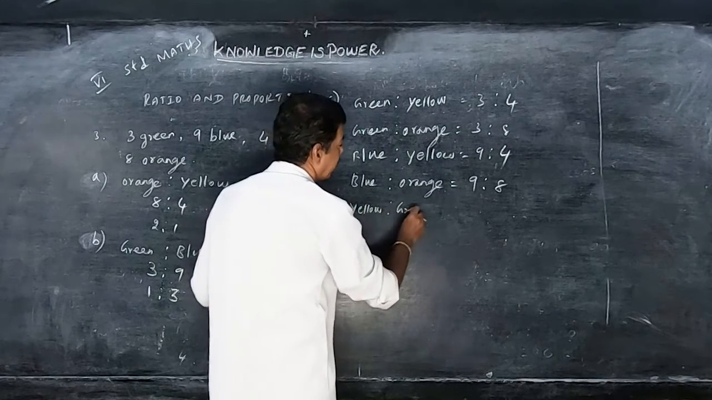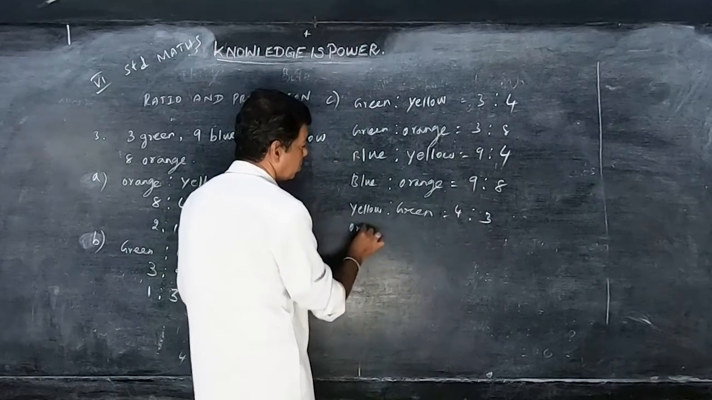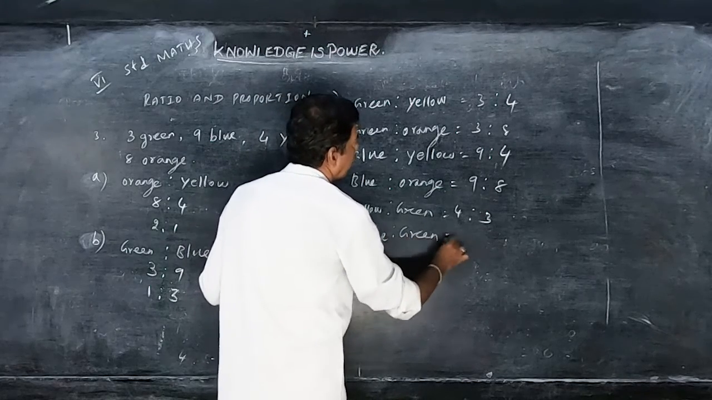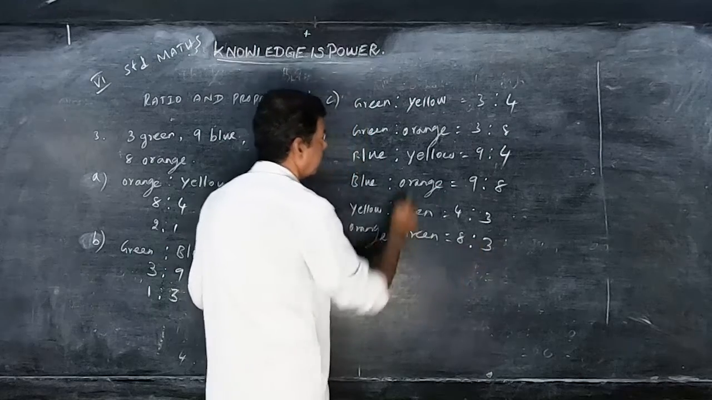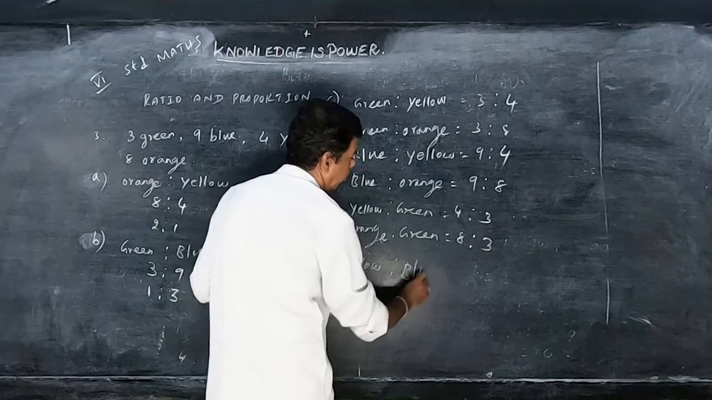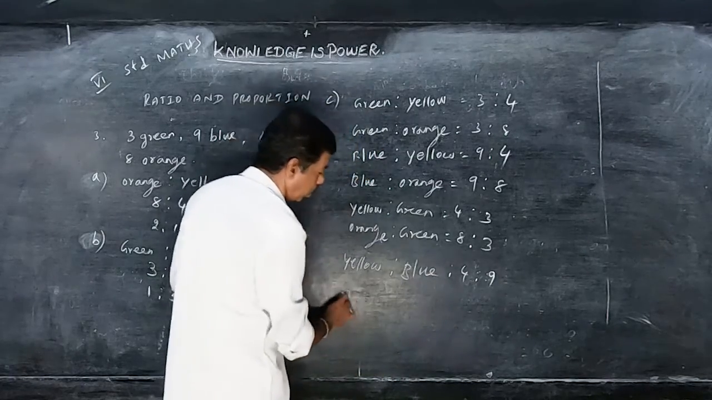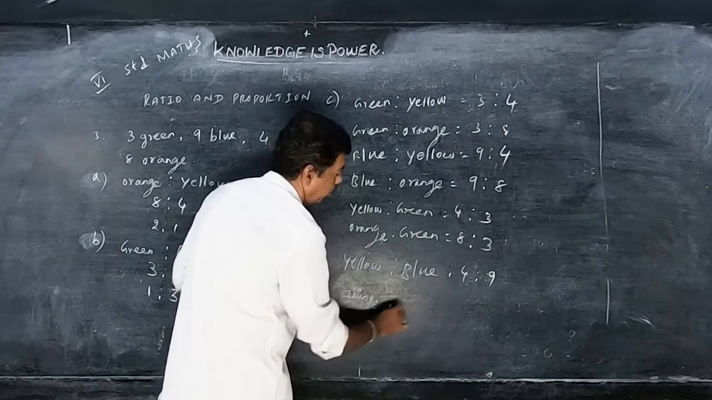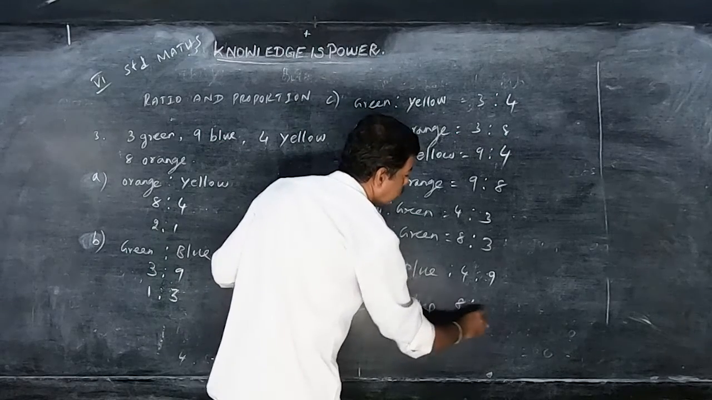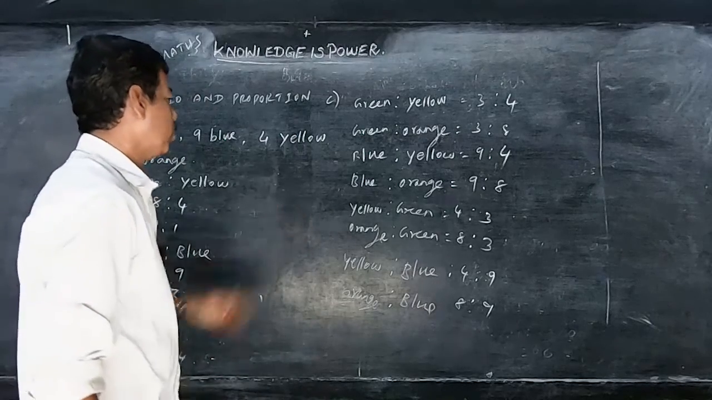Yellow is to green, 4:3. Orange is to green, 8:3. Yellow is to blue, so what will we get? 4:9. Orange is to blue, so 8:9. So these are all the other options possible.